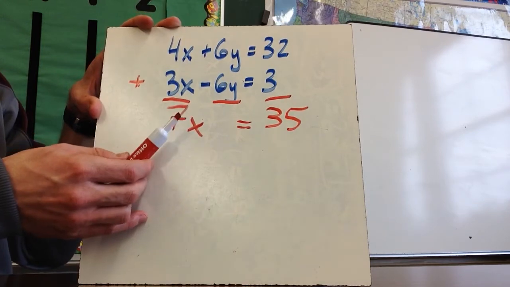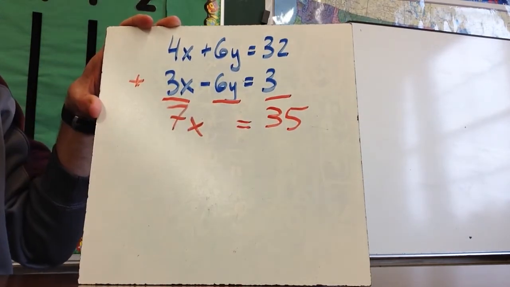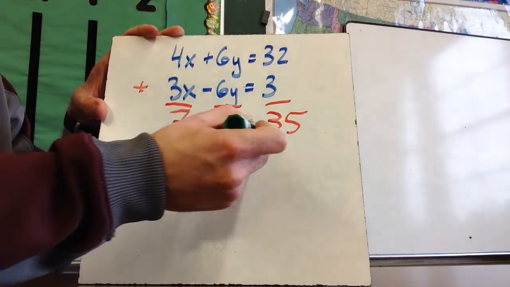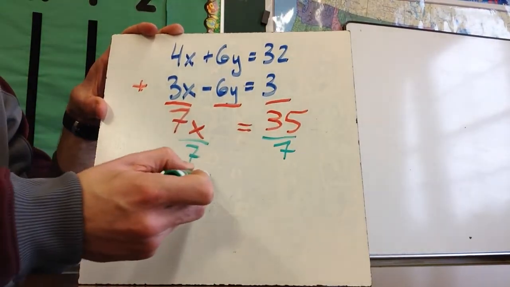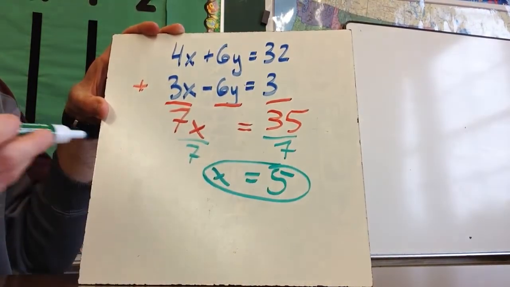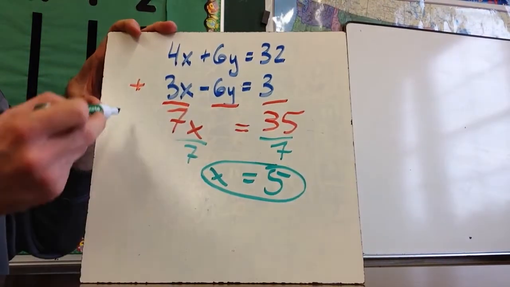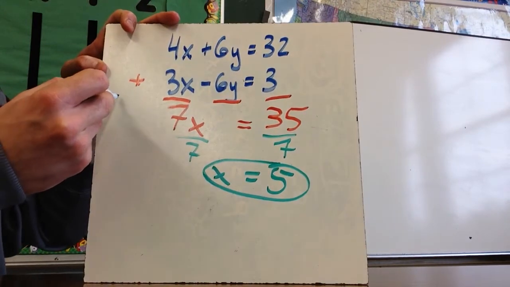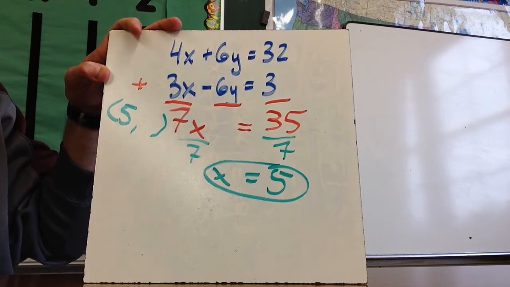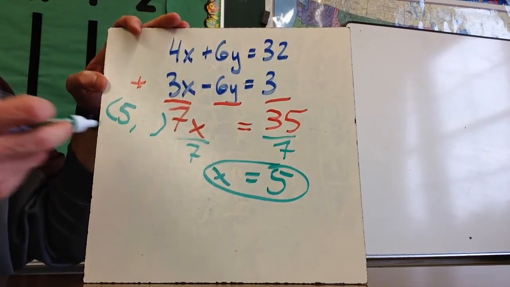Now, 7x equals 35, so now I'm at a fairly simple algebra problem where I'm going to divide both sides by 7, and I got x equals 5. Again, remember, this is half of my answer. My answer is written as a point on a graph, so I know that 5 is the x value. I still don't know necessarily what my y value is going to be.